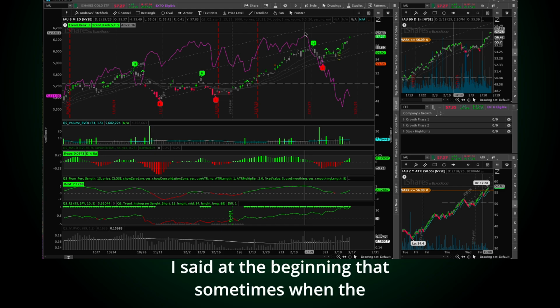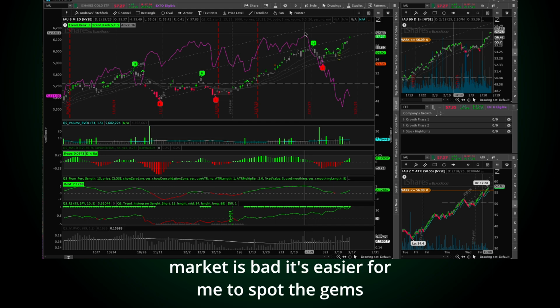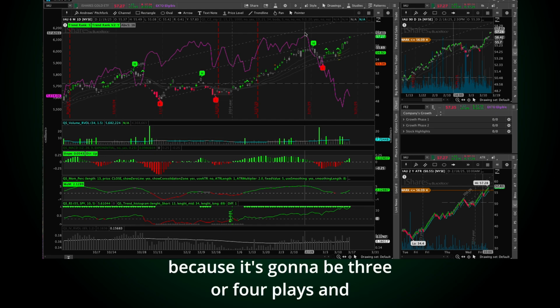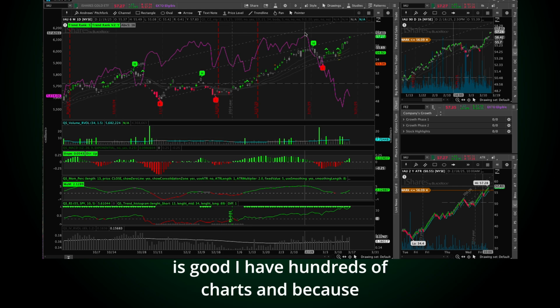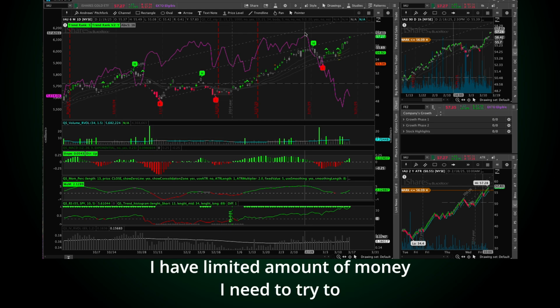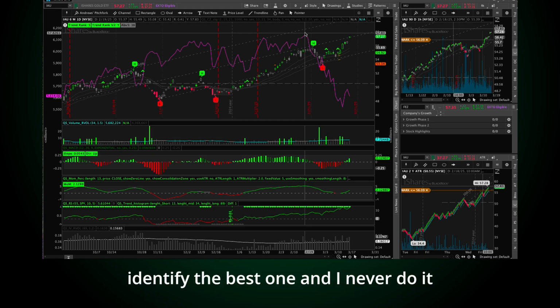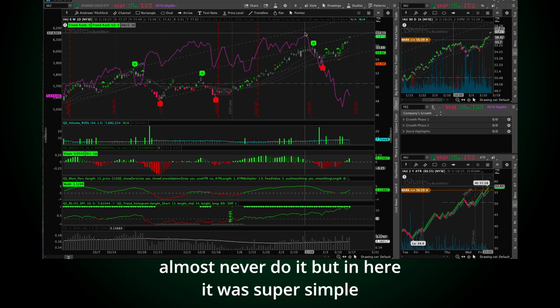And for that reason, I said at the beginning that sometimes when the market is bad, it's easier for me to spot the gems because there are going to be 3 or 4 plays, and usually they're going to be strong. When the market is good, I have hundreds of charts, and because I have a limited amount of money, I need to try to identify the best one, and I almost never do it. But in here, it was super simple.